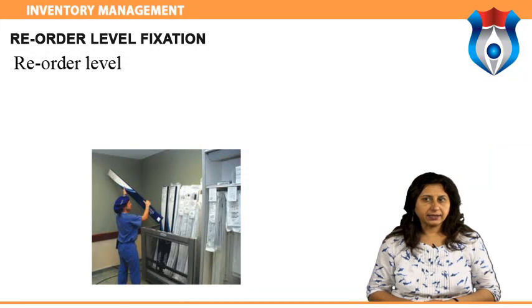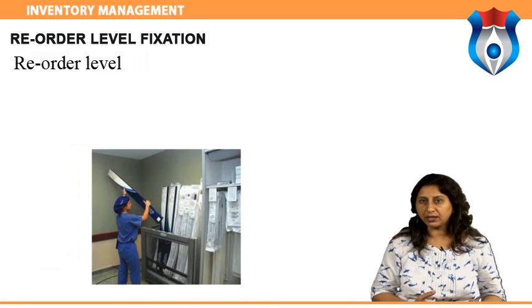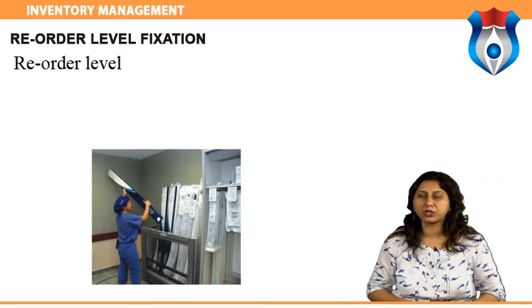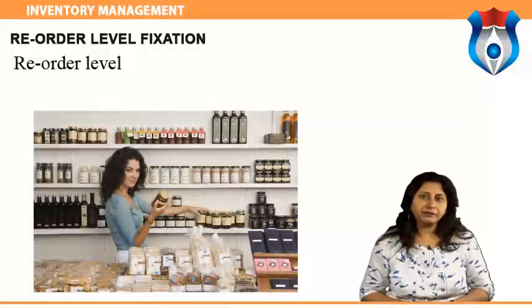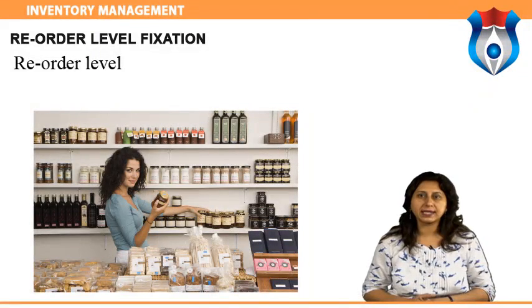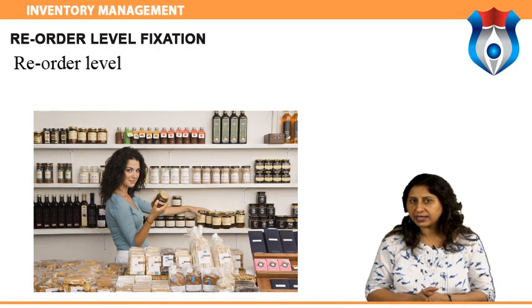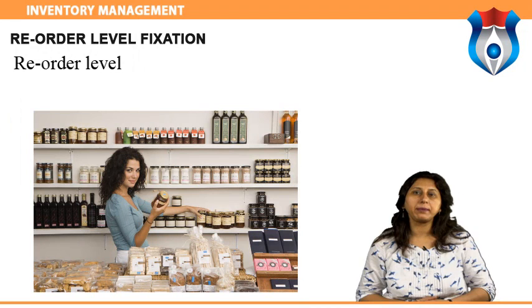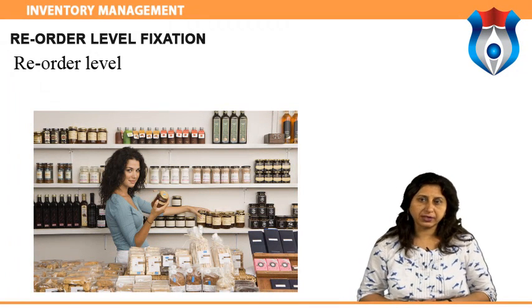Reorder level. It indicates that level of material stock at which it is necessary to take steps for the procurement of further lots of material. This level falls in between the maximum level and minimum level and is fixed in such a way that the requirements of production are met properly till the new lot of material is received.